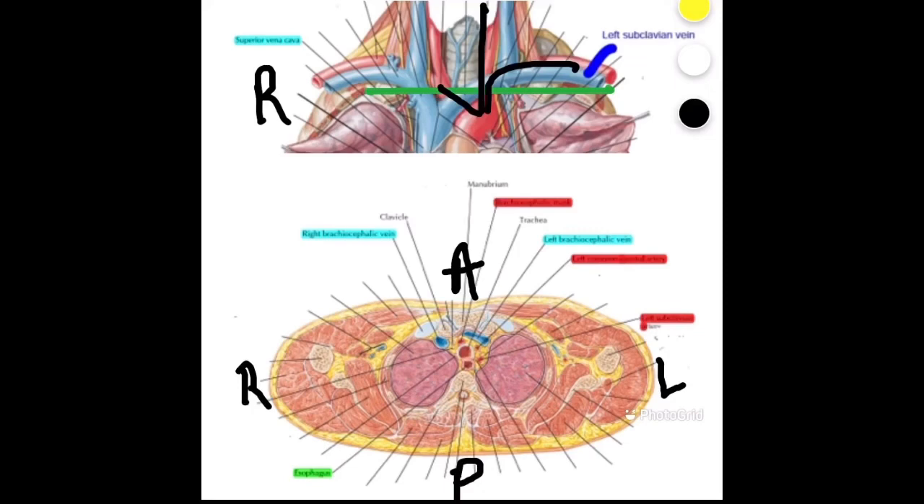You just have to know this is the right brachiocephalic, the left brachiocephalic. Then you have the three vessels of the arch of aorta, which are the left subclavian, the left common carotid, and the brachiocephalic trunk. Then you have the trachea, and you have the esophagus.